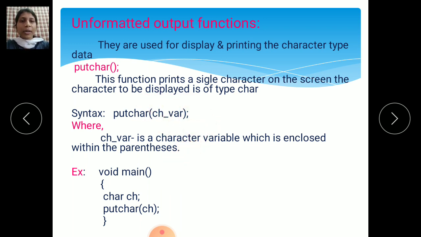For example, void main, char ch. So we are using char ch, the character is ch, putchar(ch). Whatever character you are using here, write it within the parenthesis, means within the round bracket.